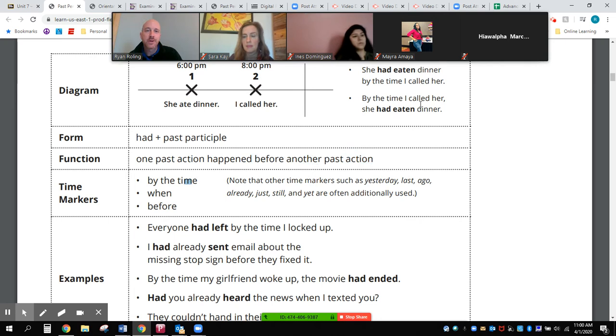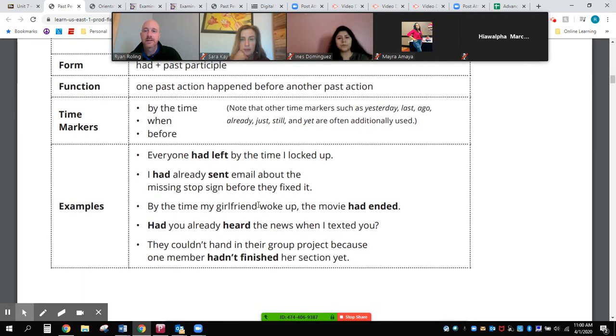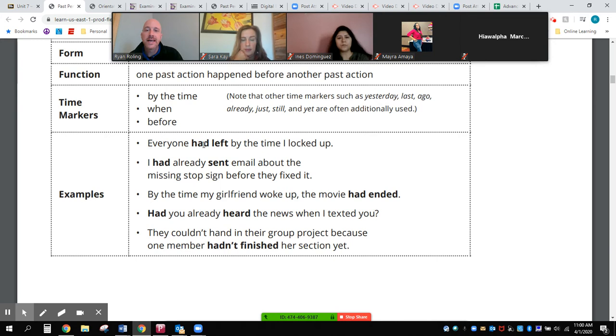We have some time markers. We use by the time, okay? So that's a key word, by the time, or when, or before, already, just, still. These are all time markers that can be used with the past perfect. Here are a few examples. Everyone had left by the time I locked up. Maybe they worked last at the shop. First thing that happened, people left. Next thing, I locked up. So everyone had left by the time I locked up.